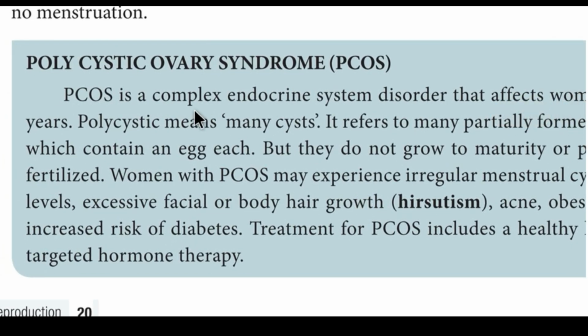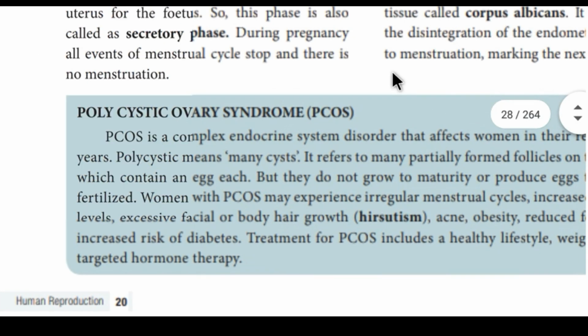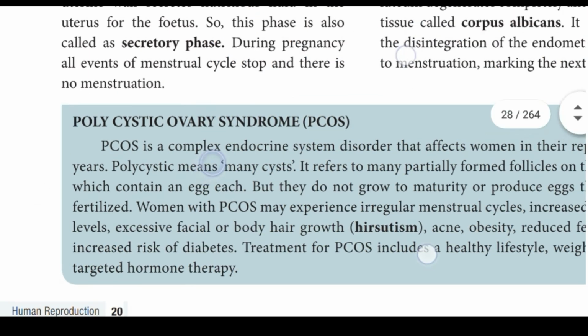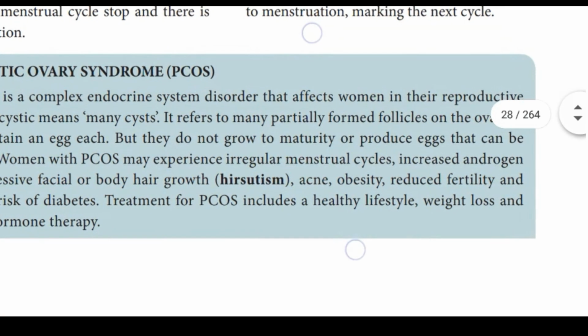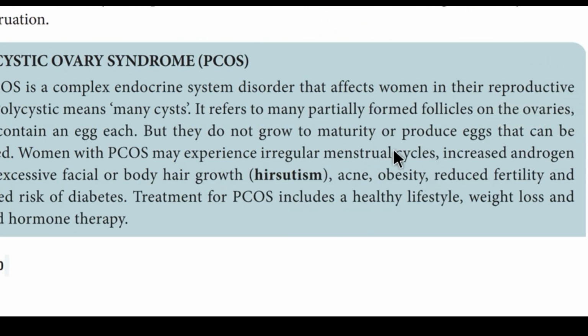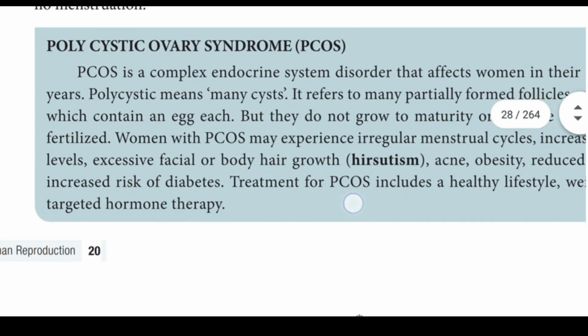Here is polycystic ovary syndrome. That is one of the diseases. How does the syndrome affect women in their reproductive years? Polycystic means many cysts. It refers to many partially formed follicles in the ovaries. In the ovaries, there are so many follicles present, but they do not become an ovum. Each contains an egg, but they do not grow to maturity to produce an egg that can be fertilized.